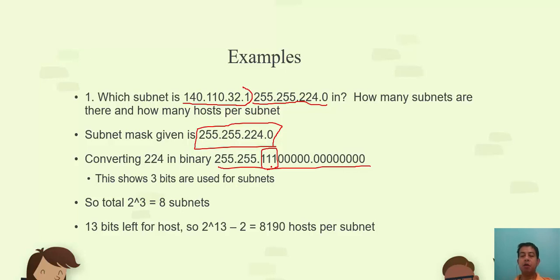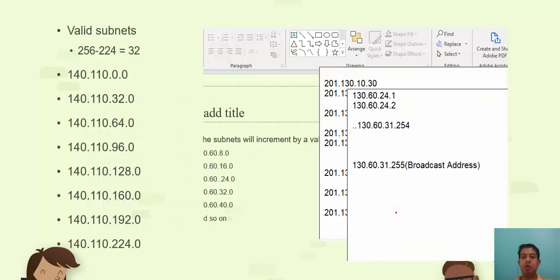If subnetting was not done, the default subnet mask would have been 255.255.0.0. Because this particular subnet mask is used, subnetting has been done, and in binary we have seen that 3 bits are used for creating the subnets. So how many subnets can be created using 3 bits? Obviously 8 subnets. How many bits are left for the host part? 13 bits, so 8 plus 5, 13 bits are left for the host part. So in each subnet, we can connect 2 to the power 13 minus 2, that is 8190 hosts per subnet. Now let us find out the subnets.